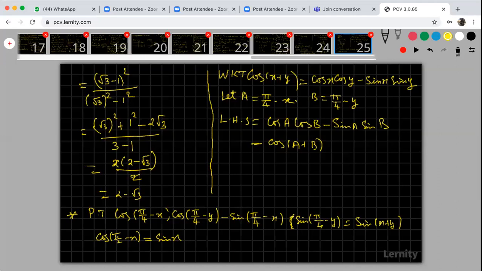Apply that a plus b and simplify, try to get the right hand side. What is your a, what is your b? Apply that.